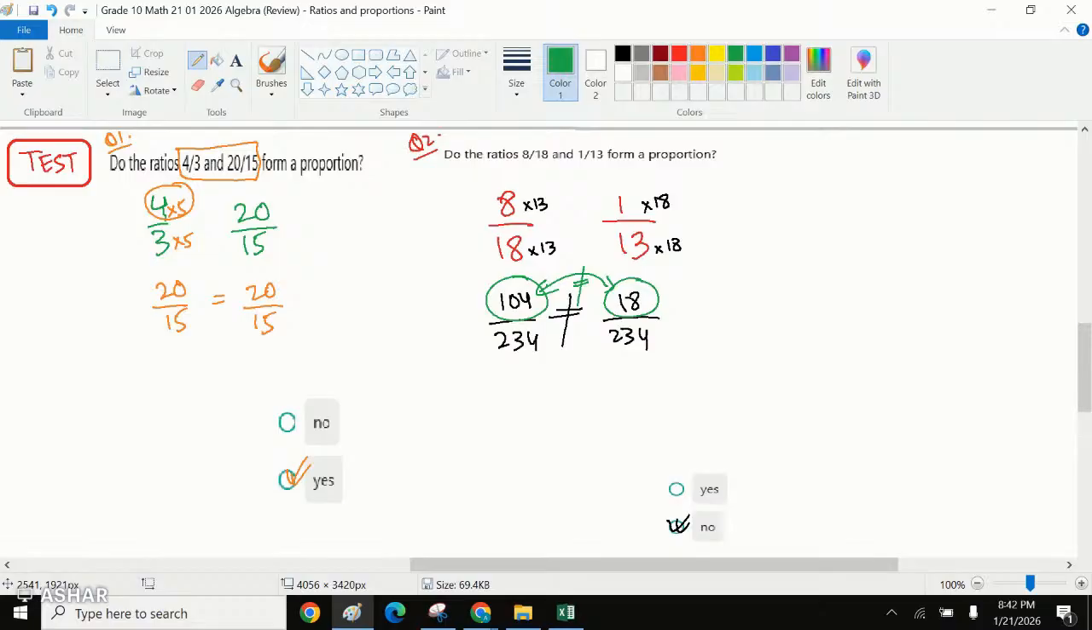What we did was we interchanged the denominators. The first fraction, 8 upon 18, is multiplied by the second denominator, and 1 upon 13 we multiplied by the first denominator. Even if we made the denominator the same, the numerator will never be equal because one of the numbers is a prime number. Your logic is perfectly correct. This one's a no because it's a prime. That is a perfect answer.